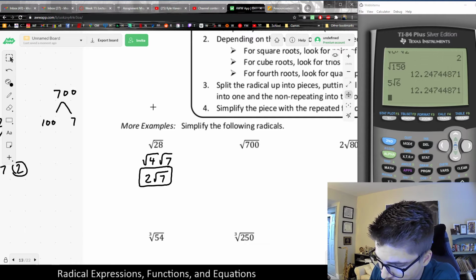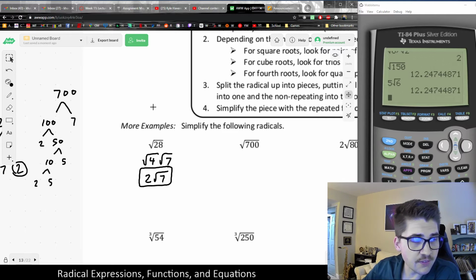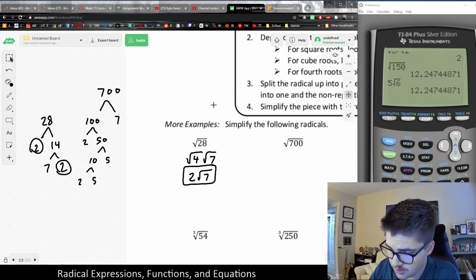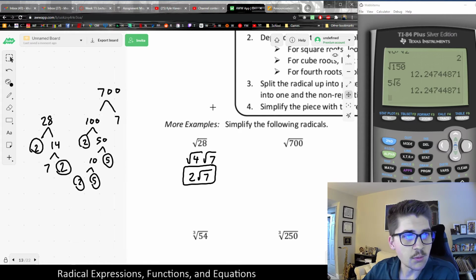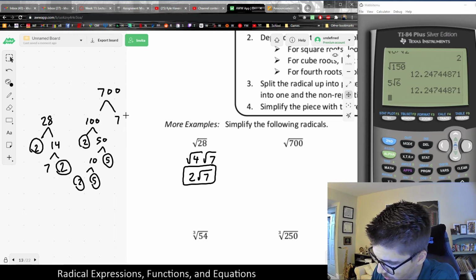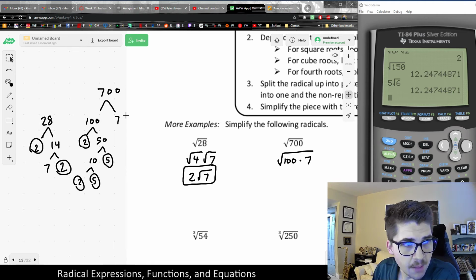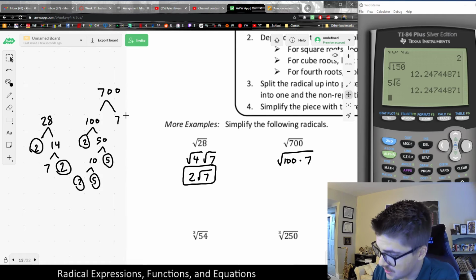But if you keep going, 100 is 2 times 50, 50 is 10 times 5, and 10 is 2 times 5. If we fully factor the number into its prime factorization, again looking for pairs, I notice that 2 is a pair and 5 is a pair. What that leaves me with is 7. So that's how I want to factor it, as 100 times 7, since the 100 is comprised of 10 times 10, or 5 times 2 times 5 times 2. And then, of course, this would be 10 root 7.